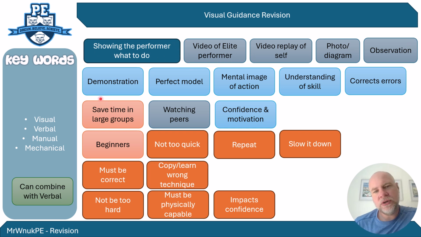Now, the next bit you've got is the process, so a demonstration. It's a key word to have in there. If you get the word visual in there, make sure you add the word demonstration into your answer, but you should be demonstrating the perfect model. So it should be how it needs to look if done properly. Now this can provide a mental image of the action. So while you do it, you're trying to help the performer gain an image of what it should look like, and a mental image of that action, and gain an understanding of the skill.